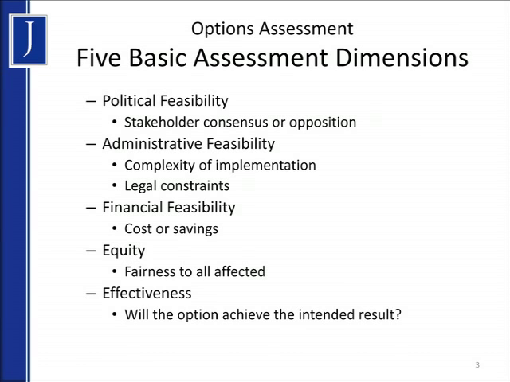The third is financial feasibility, involving the costs or savings associated with an option. The fourth is equity, or basic fairness. And the fifth is effectiveness. This is very important. Will the option actually work?